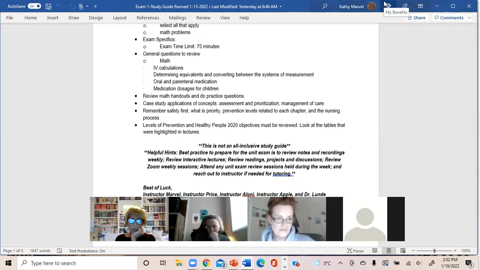But the math questions are pretty general. In order to be a nurse, you need to know how to do IV calculations. You need to determine equivalence. You need to be able to convert. I know a lot of it is already set up for you, but in the event that something happens, you have to be able to manually do all these calculations. Make sense?